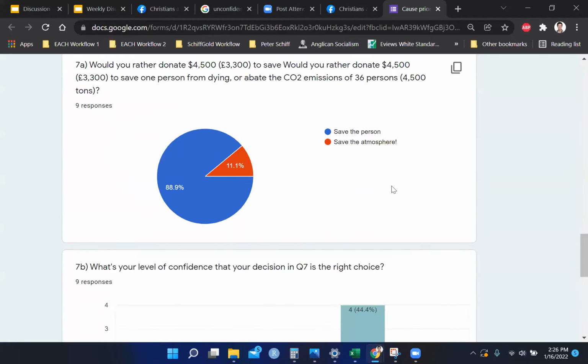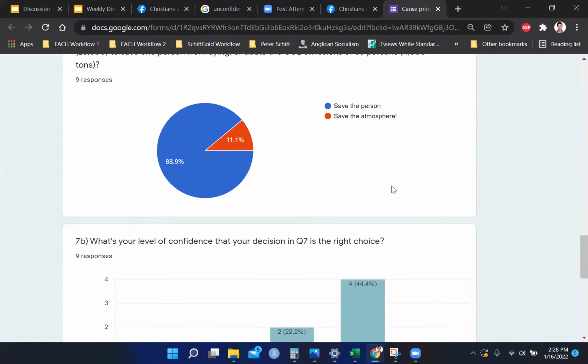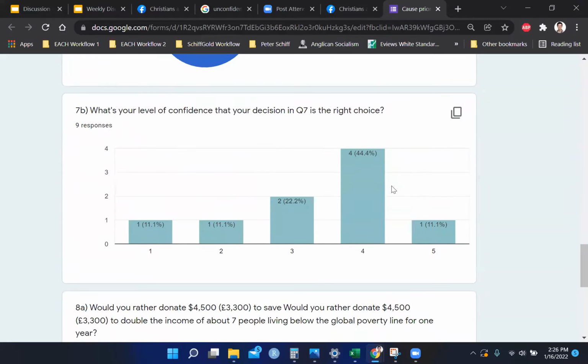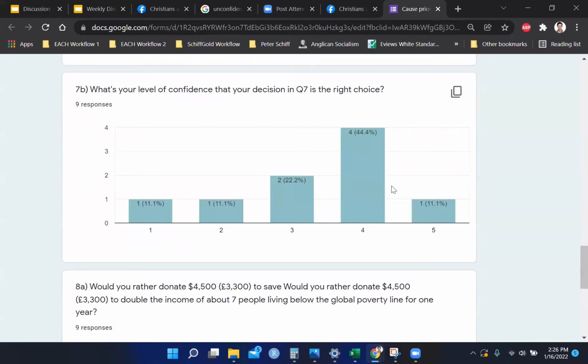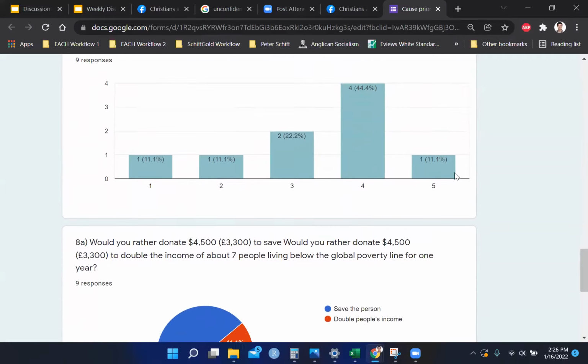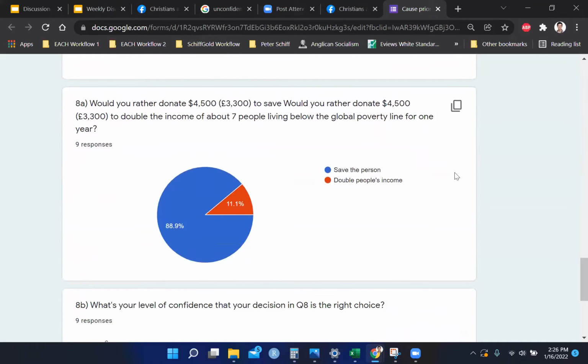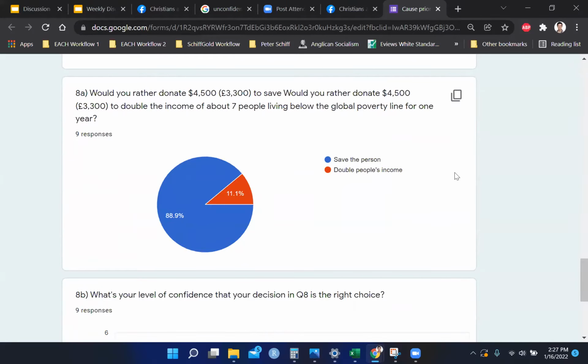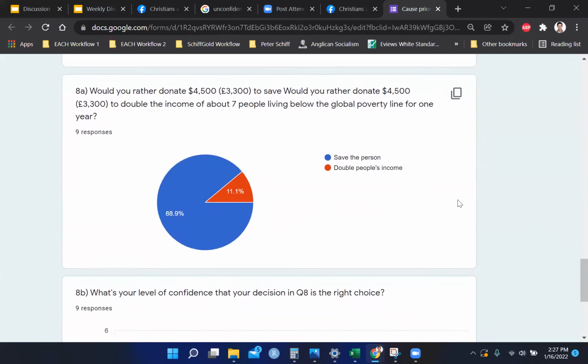Saving one person or saving the atmosphere, so to say, overwhelmingly for saving the person, and much more confidence on this one. And also just an overwhelming majority voted for saving someone's life over doubling income.